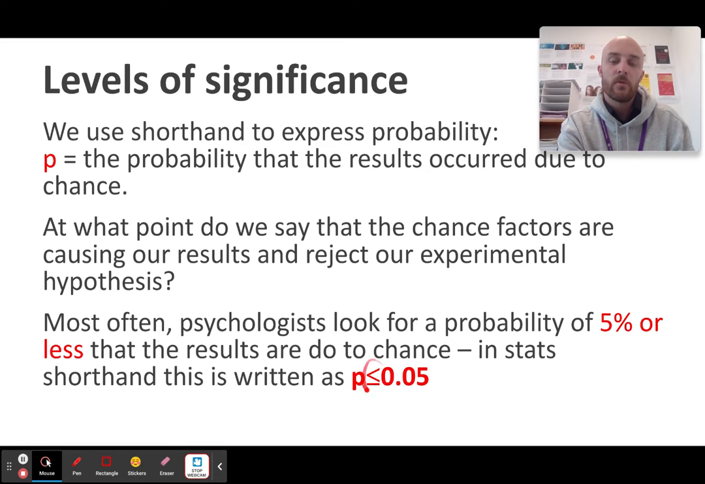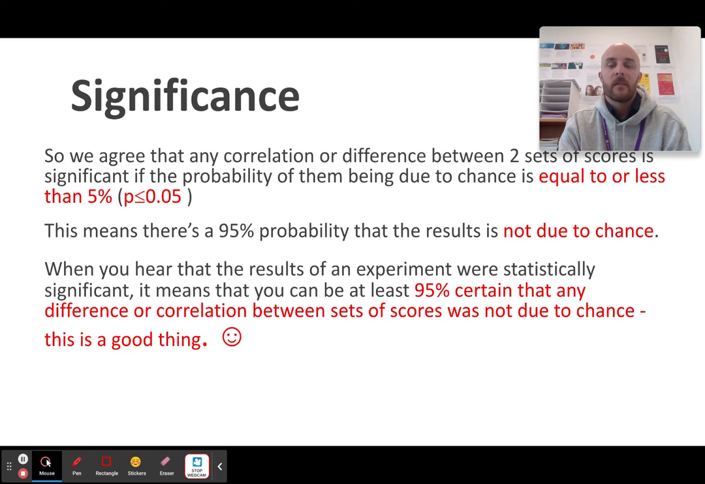This is equal to or less than 5%. And that is how you write 5%, 0.05. 0.5 is 50%. So, can we make sure we are writing this down? So P 0.05 is we are sure the probability that the results occur due to chance is less than 5 or lower than 5%.